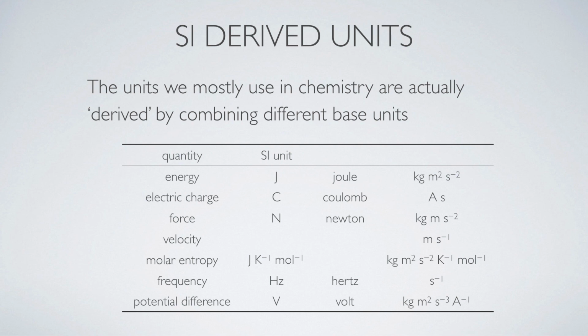You'll also come across velocity when you look at mean speeds of gases, and molar entropy, which doesn't have a fancy unit title. But then we've got other things like frequency and potential difference. We can see these are all just made up of these different base units. I'll go into more of this in other videos, but so far, I hope this helps.